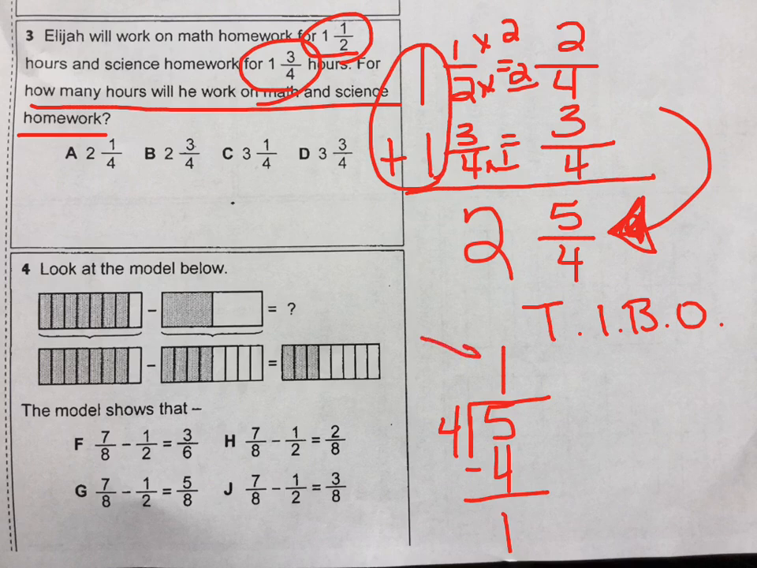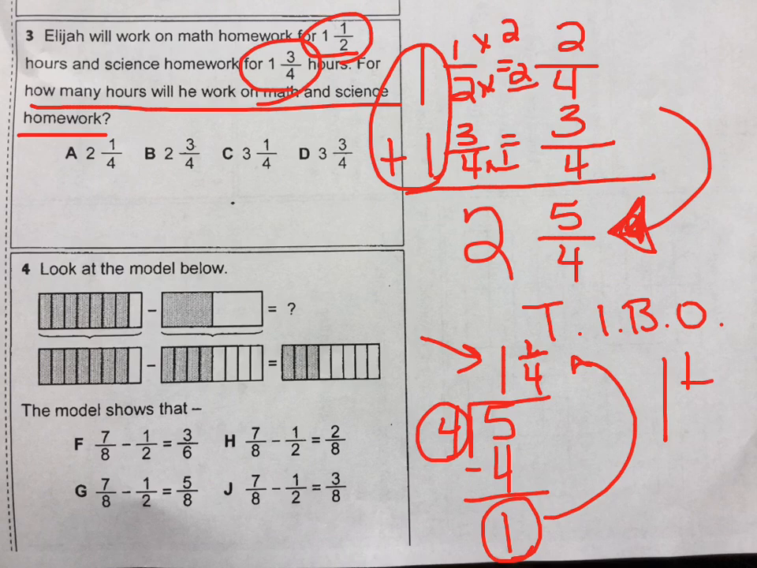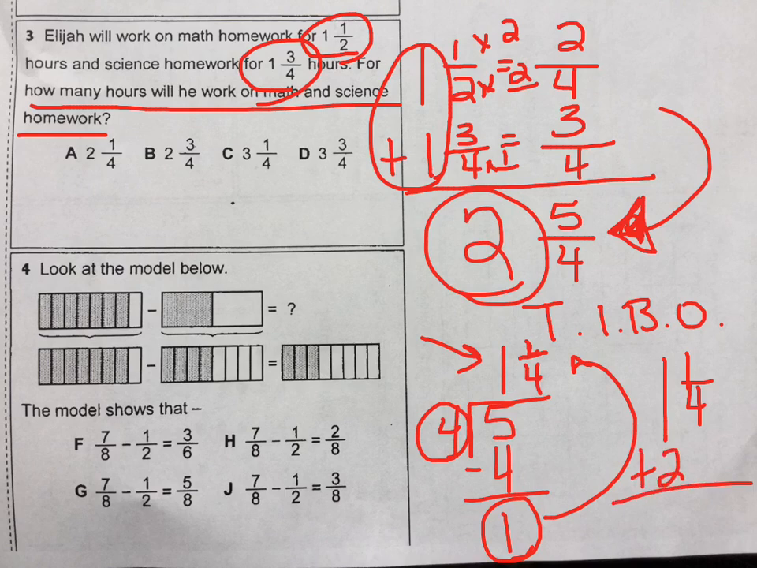So this is a whole number. This comes up and it's going to become the numerator. And this will be the denominator. 1 1/4. So now I have 1 1/4. And then I have this 2 over here that I have to bring down. So I'm going to bring down over here. 2 plus 1 equals 3. And then 1/4 is my fraction. 3 1/4.